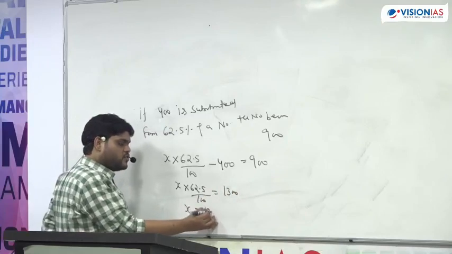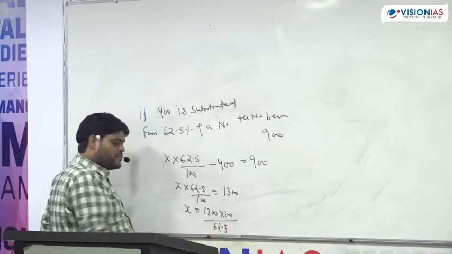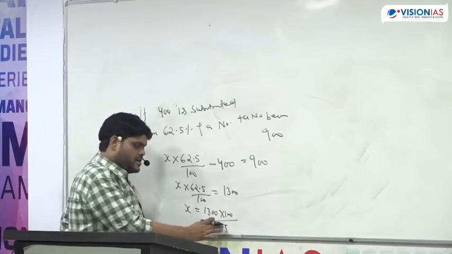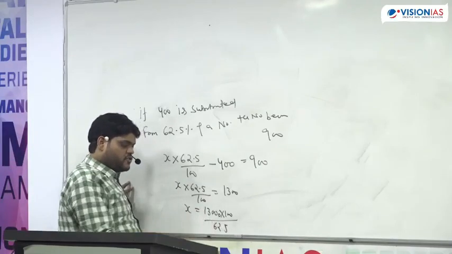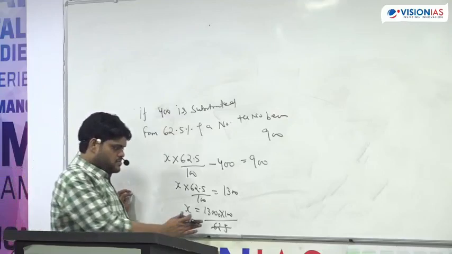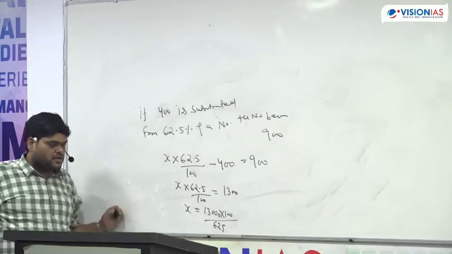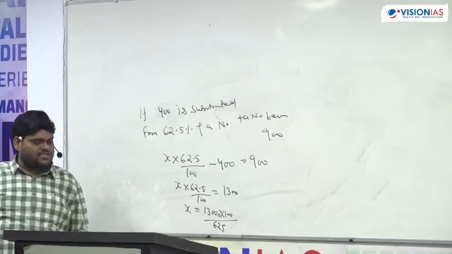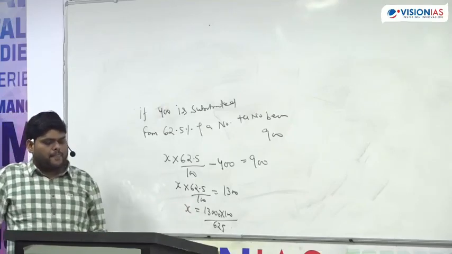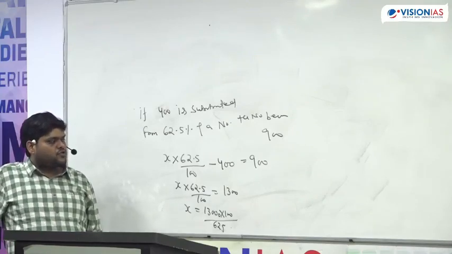So x is equal to 1300 into 100 upon 62.5. Fine. If I remove the point here, a 0 will be added. Now you can solve this, you will get your answer. I thought this would cancel directly, but you can solve it, you will get your answer. So this was the question.